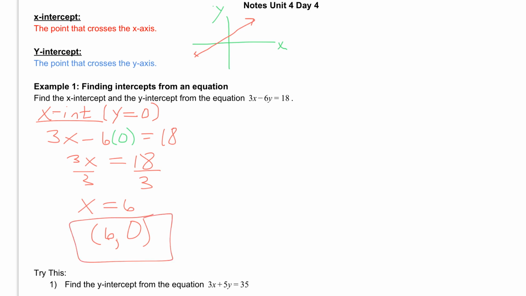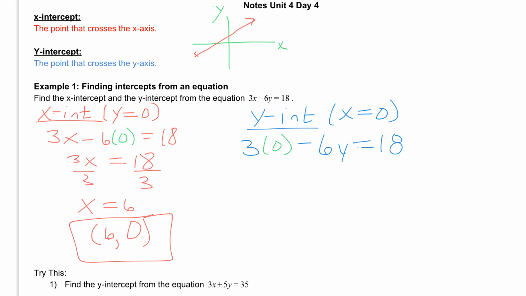Now if I want to find the y-intercept, what do I know about x? My y-intercept, I now know that x is equal to 0. So whenever I'm on the y-axis, my x value is always going to be 0. So if I plug in, I'm going to have 3, now this time I'm going to plug my 0 in for x, minus 6y equal to 18.